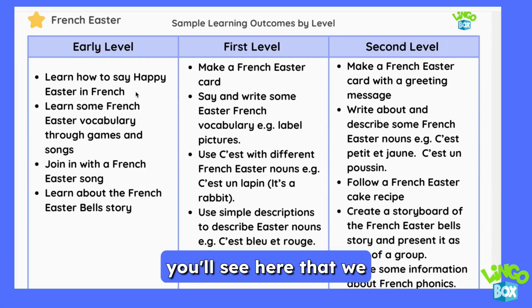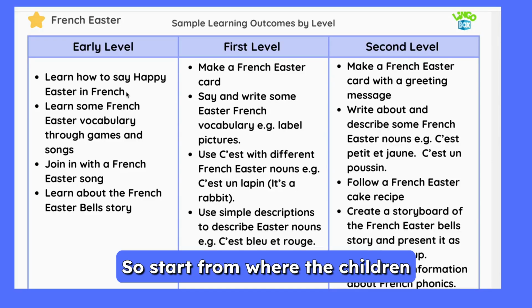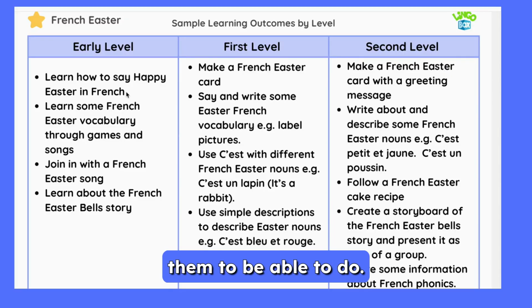For example, you'll see here that for early level, it says how to say Happy Easter in French. Now, this might be something that you're looking to do with an upper primary class who've never done that before, and that's completely fine to have that as an outcome. So start from where the children are at and think about the kinds of things that you would like them to be able to do.